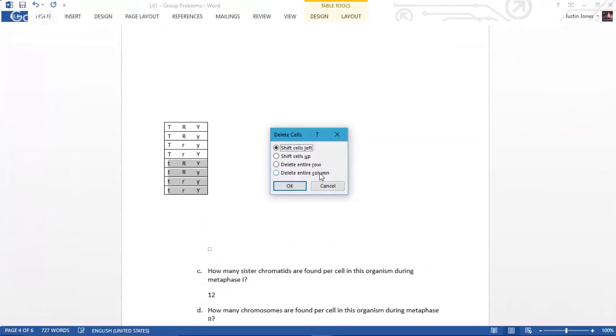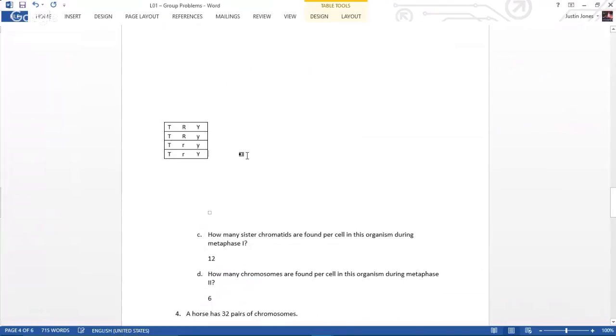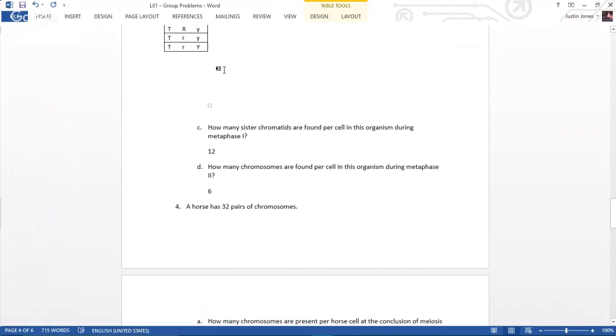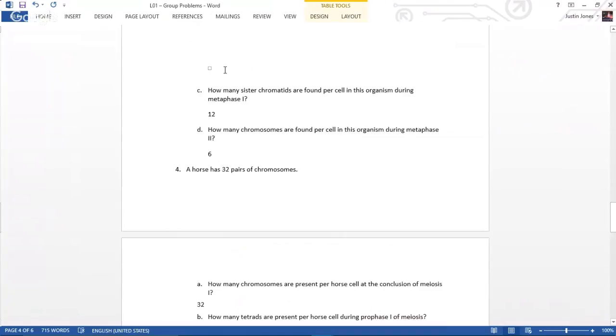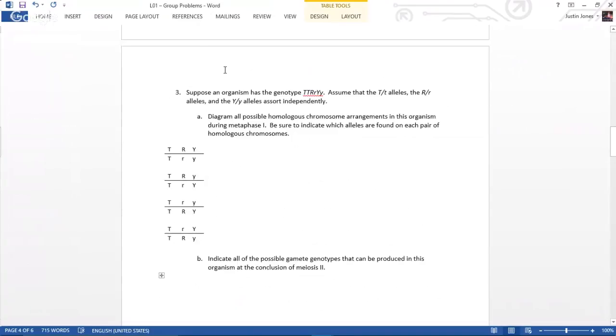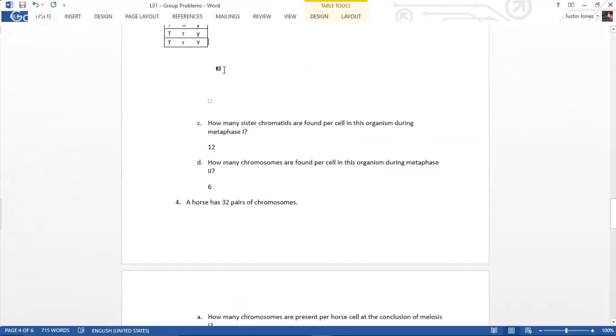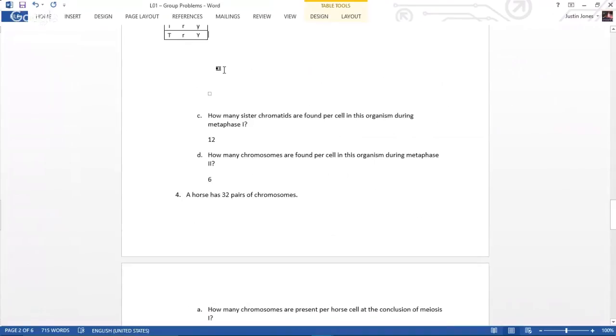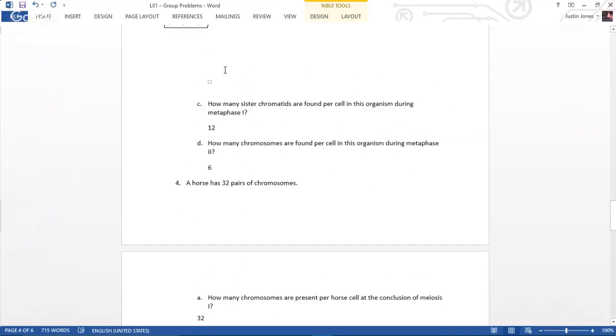And there we go. How many sister chromatids are found per cell? That's going to be 12 when they're split up because they're going to be on both sides. And then how many chromosomes are after the metaphase? It's going to be 6. Actually, never mind. Was this after or during? Oh, during metaphase. Okay, so it would be 6 during.